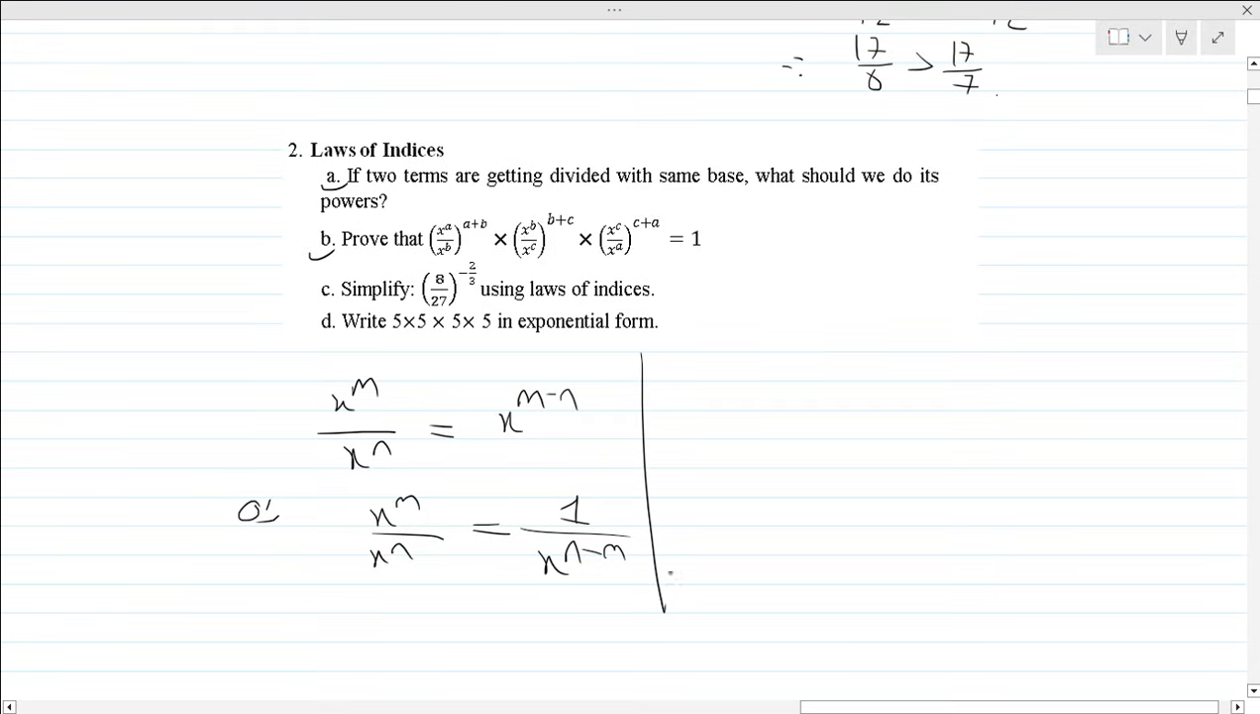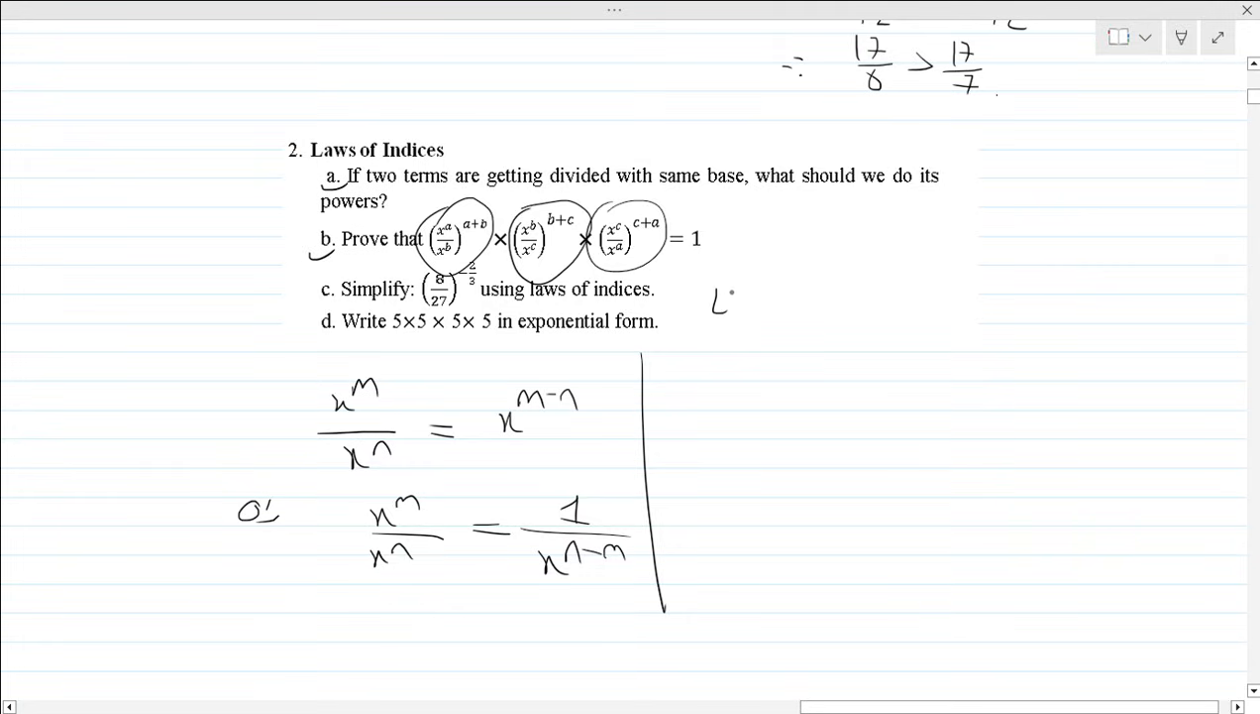So I do this side. This is what we are given here to prove one expression equal to 1. The question is: prove that x power a divided by x power b, whole power a plus b, the first term, and the second, x power b divided by x power c, whole power b plus c, and the last one, x power c by x power a, whole power c plus a. This equals 1 we have to prove.